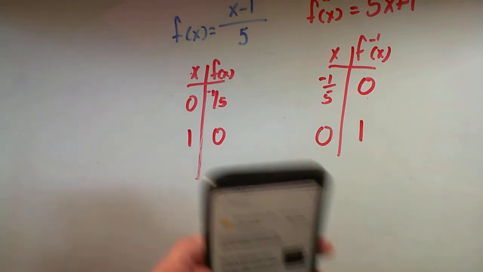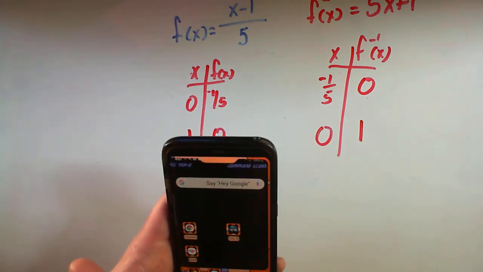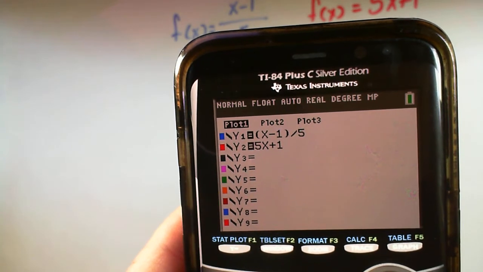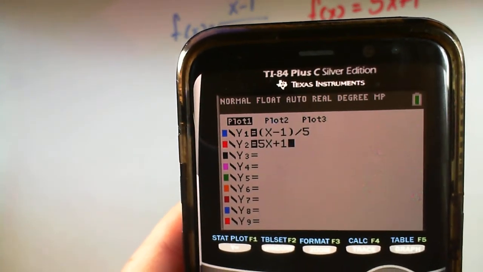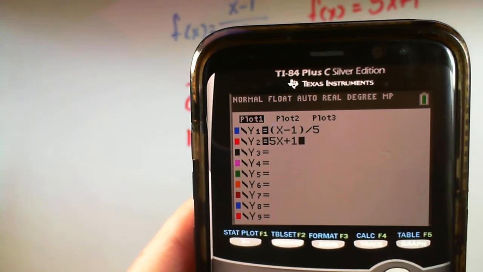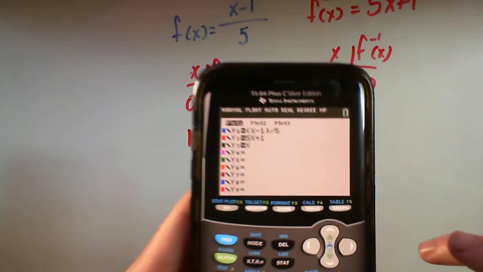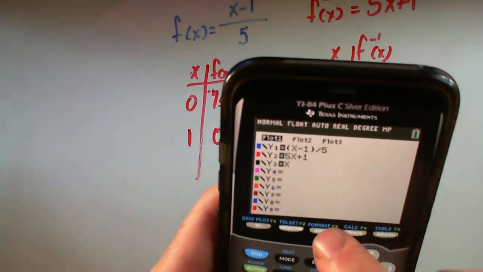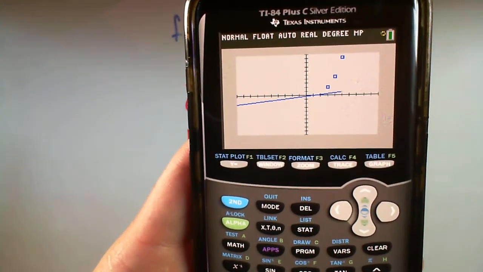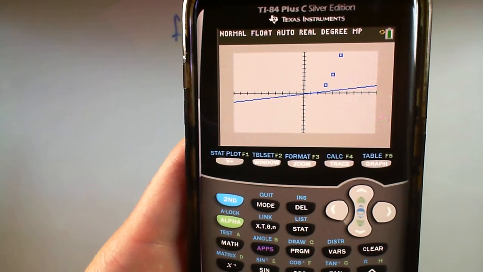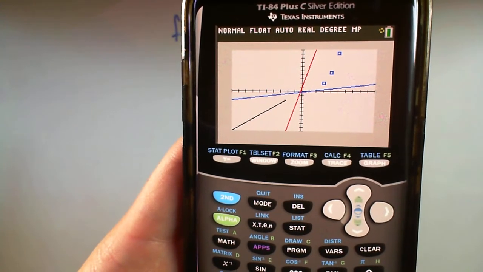Let's take this and graph it on here. Like I said, I did not like that graph I was drawing, so I'm going to do a much better graph. Here is x minus 1 over 5. That will be in blue. 5x plus 1 will be in red. And then I'm also going to add the line y equals x in black. And we will zoom 6, just a standard zoom. So there's my one line. There is my inverse line after that. And there's the line y equals x coming in after that.